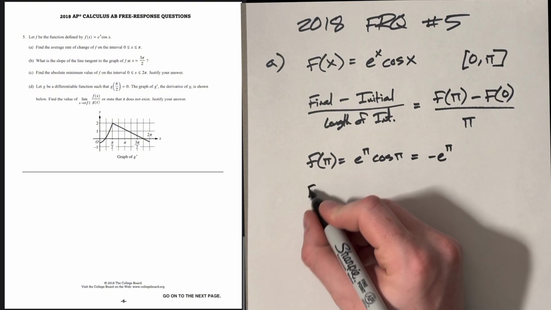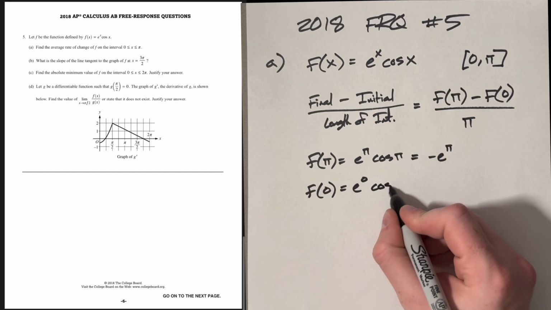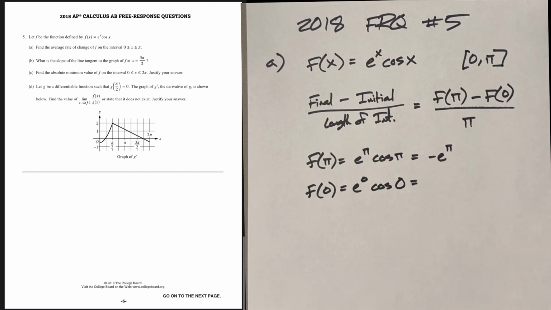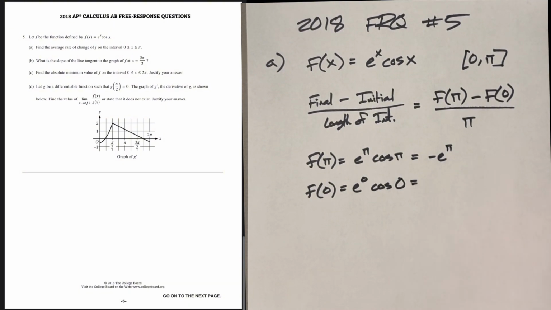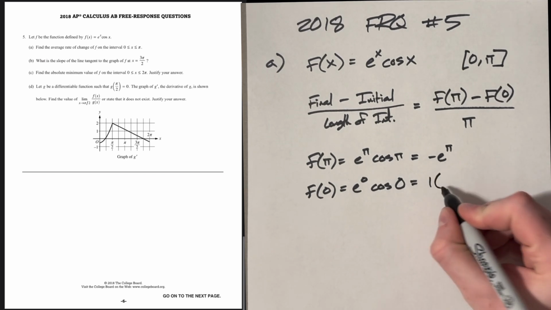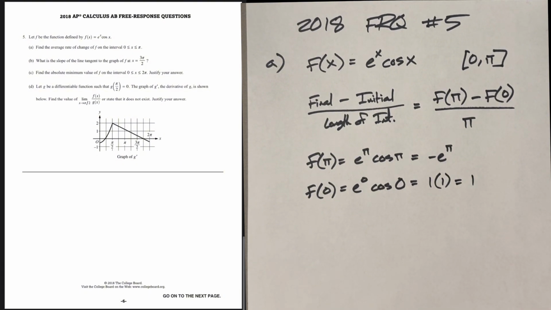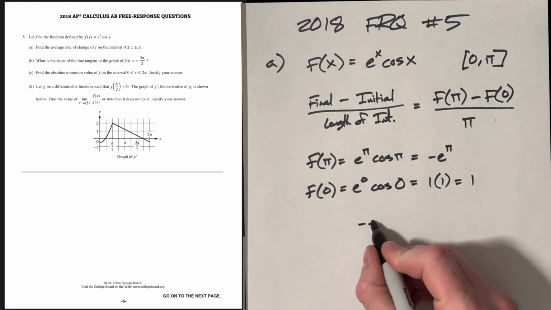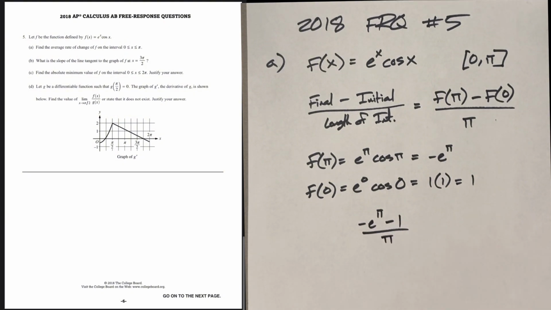Now, f of 0 is a little bit different because when I do f of 0, I get e to the 0th power times the cosine of 0. E to the 0th power, it's still a constant to a constant, but any constant raised to the 0th power is just 1. So this will give us 1 times the cosine of 1. The cosine of 1 is also 1. So f of 0 is equal to 1. So now plugging these values in for our formula, we get negative e to the pi power minus 1 divided by pi, which is a super ugly answer.